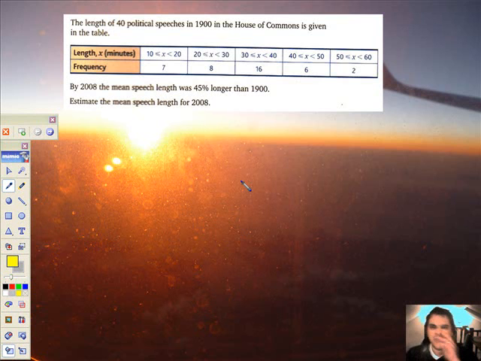Incidentally, the background is the sky coming back from Fuerteventura back to London. It's somewhere over Europe, looking out over the clouds, and I sort of caught the sunset there.